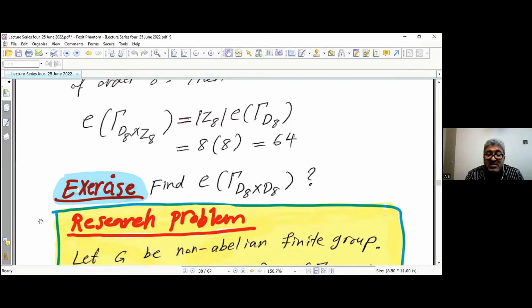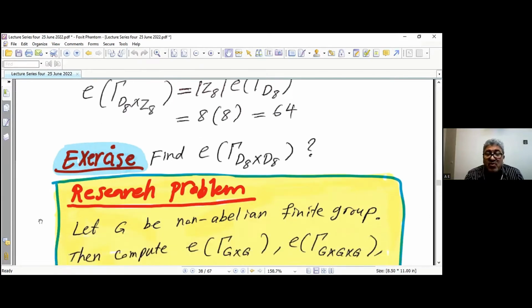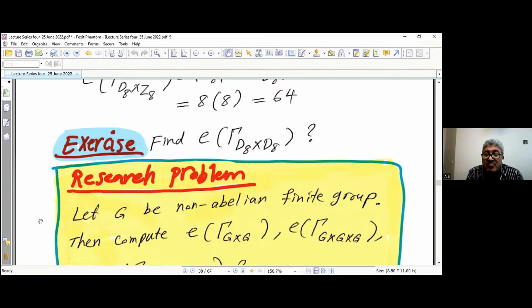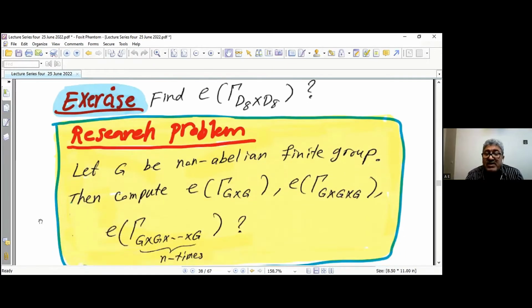And here is a research problem. If G is a non-abelian finite group, what can we say about the energy of the non-commuting graph of the direct product of two copies, or maybe three copies, or in general n copies of G?